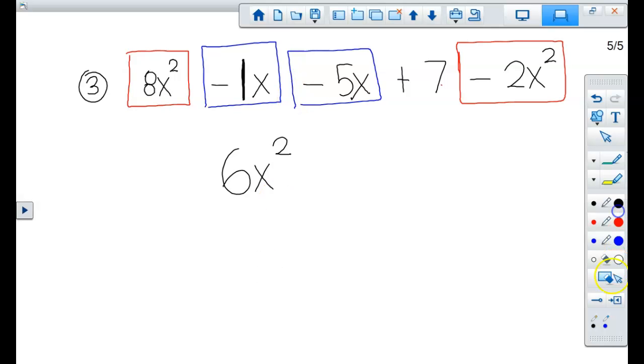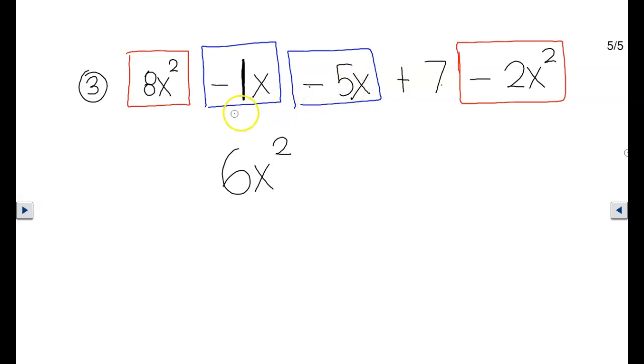And now I'm going to focus all of my attention on those blue boxes, and I'm going to do what it says. It says to do a negative 1 minus 5. That is a negative 6. So I'm going to put minus 6 because it's negative. And then what was the last name? The last name was x.